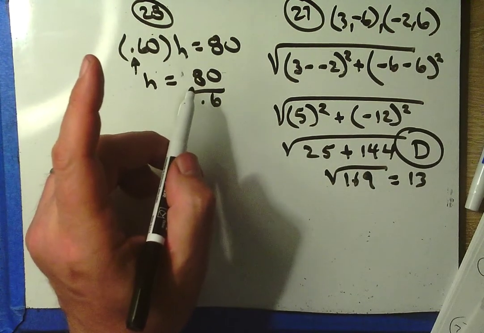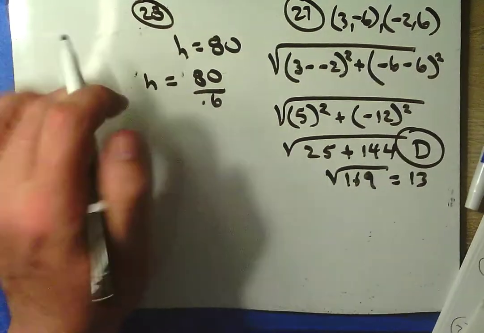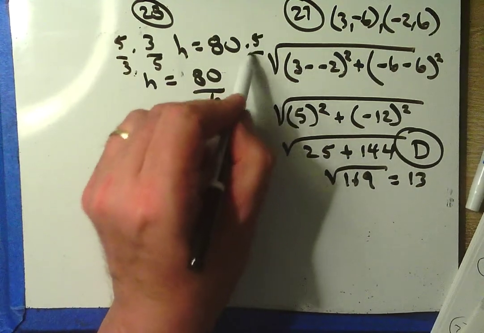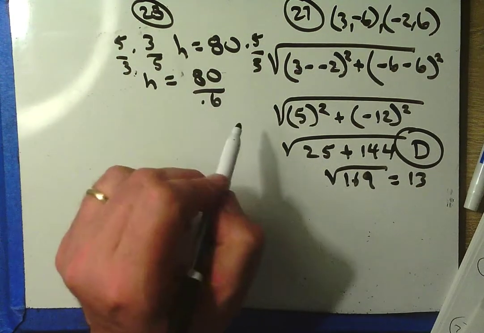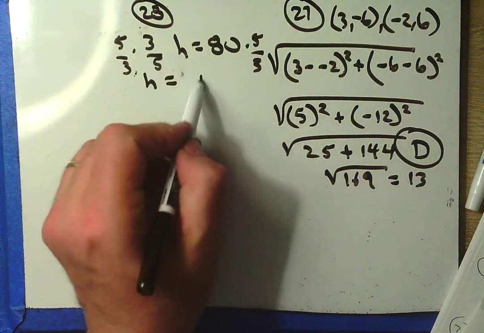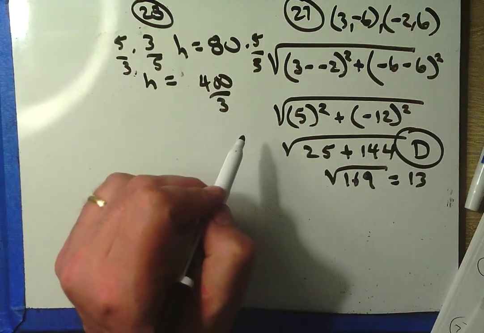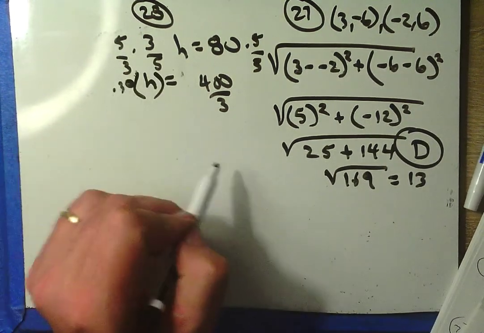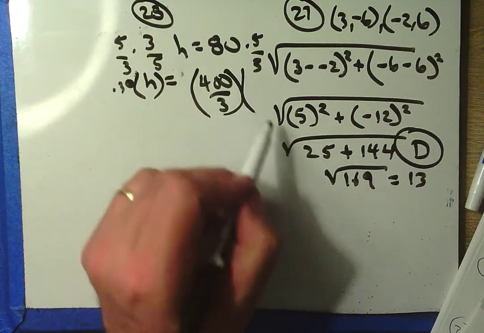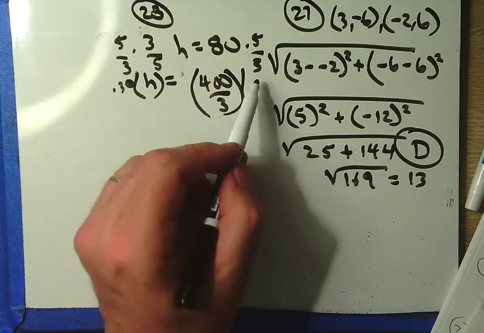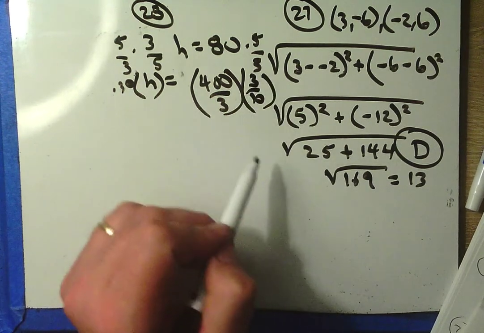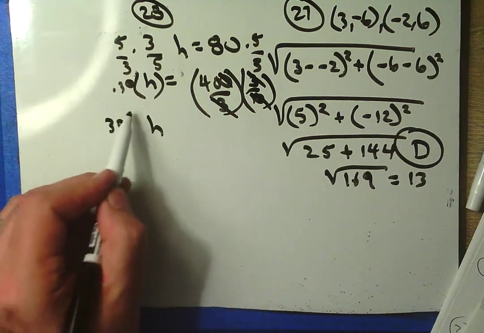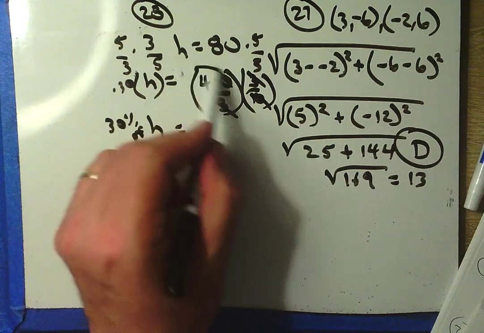I didn't bring my calculator, so what I'm going to do instead is turn 0.6 into 3/5, and I'm going to multiply both sides by the reciprocal 5/3. So I get 400 over 3. 400 over 3 is h. Now, what's 30% of h? Well, I'd want to multiply over here by 30%, but since I don't have my calculator, 30% is 3 over 10. These cancel, and I get 30% of h equals 40.